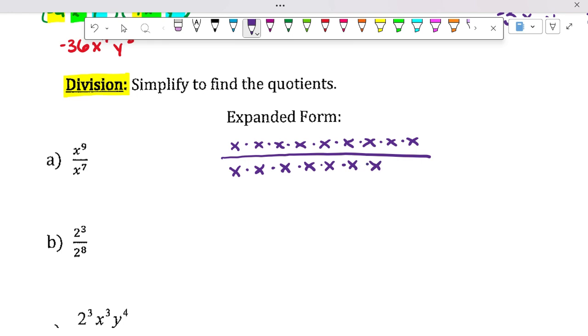Now, if we are dividing, what's going to happen? So if we're dividing, what's going to happen that we can do with the expanded form?